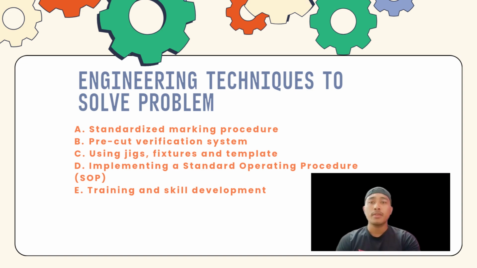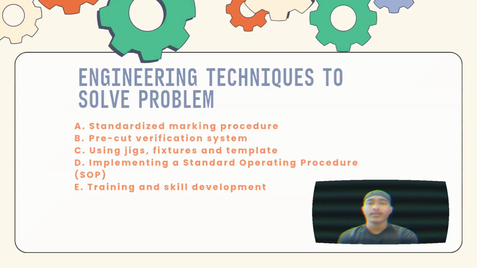Lastly, training and skill development are essential. Continuous training helps workers improve skills, operate machines safely, and produce better quality results. Overall, these engineering techniques help improve accuracy, efficiency, and consistency in any engineering process.